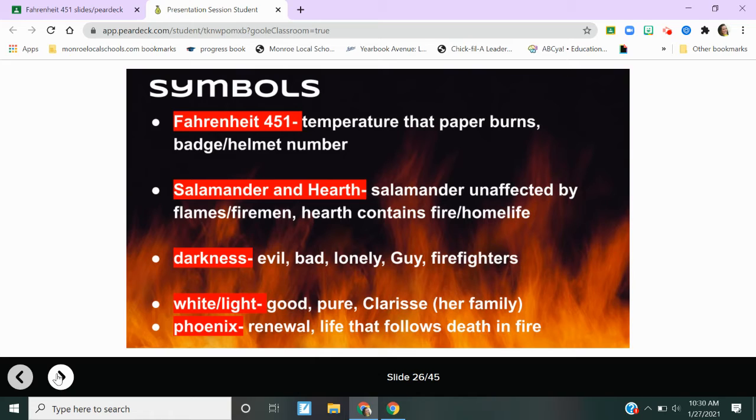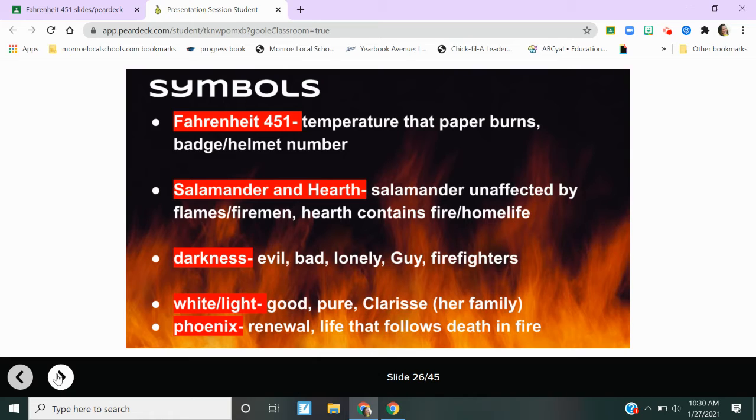And a salamander, if you don't know this, is unaffected by the flames. So it probably can't live in fire. It can't be like, I'm going to camp here overnight and probably die. But it can run through fire and not be affected. So just keep that in mind as we read this first part of the book: what the hearth is and what the salamander is.